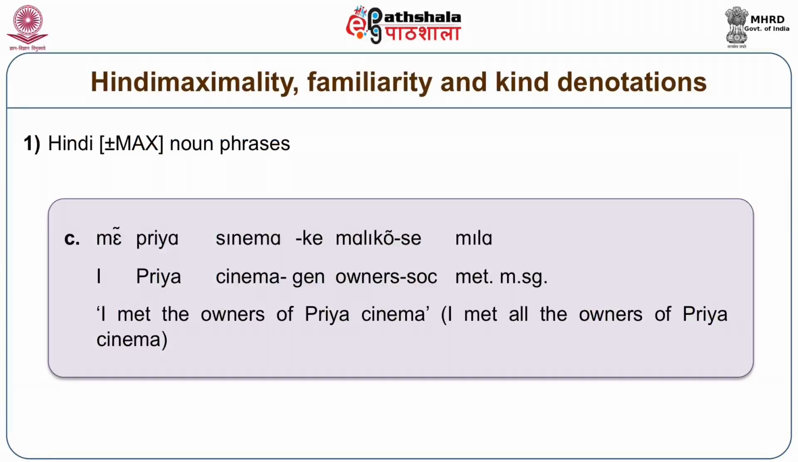As a consequence, the example मैं प्रिया सिनेमा के मालिक से मिला would be a contradiction if there was more than one owner of Priya Cinema. Non-maximal noun phrases are perfectly acceptable in a context where there is more than one owner, because they simply pick out an entity in the domain and assert its existence. The anaphoric uses of bare noun phrases in Hindi indicate that they are not only plus maximal and kind denoting terms, they are also plus familiar.